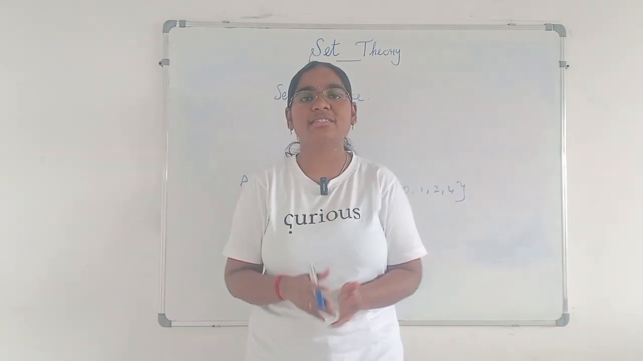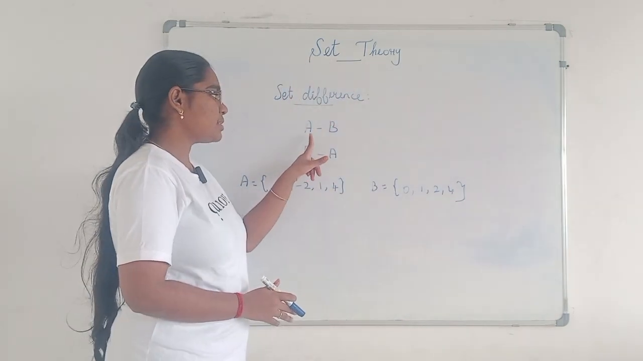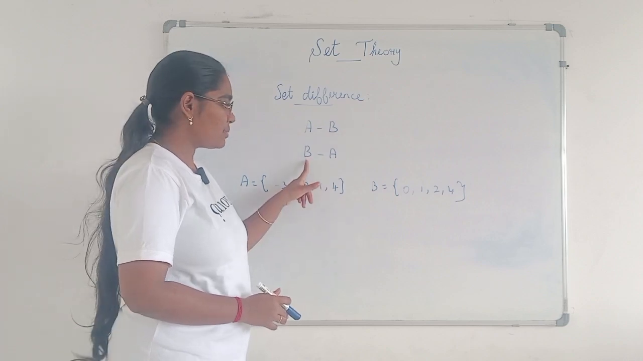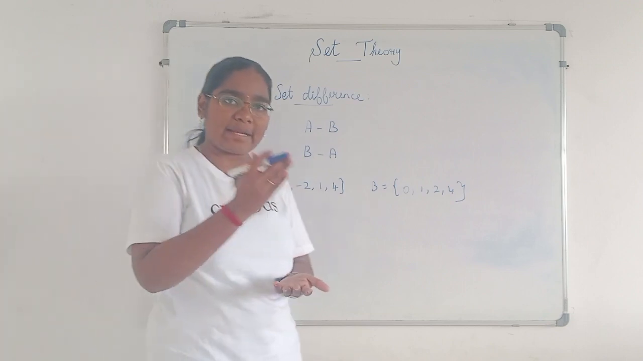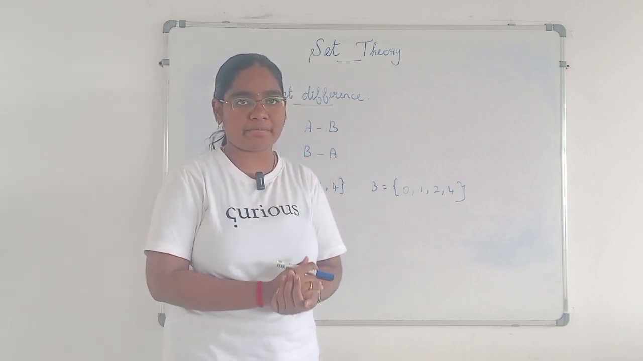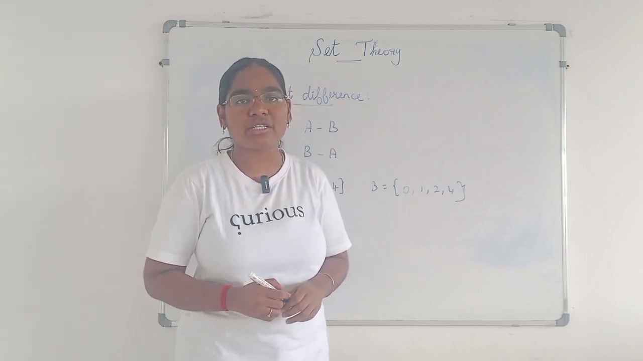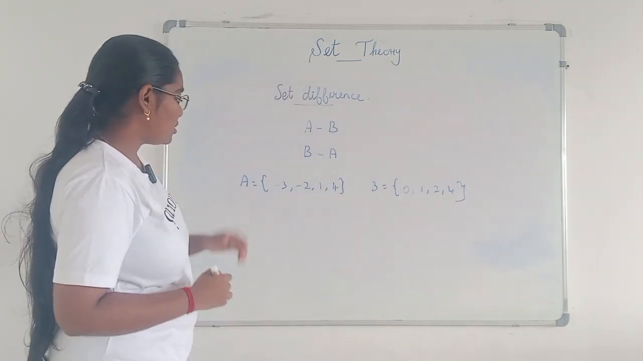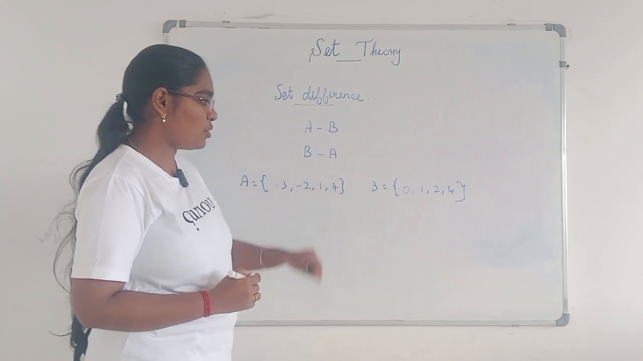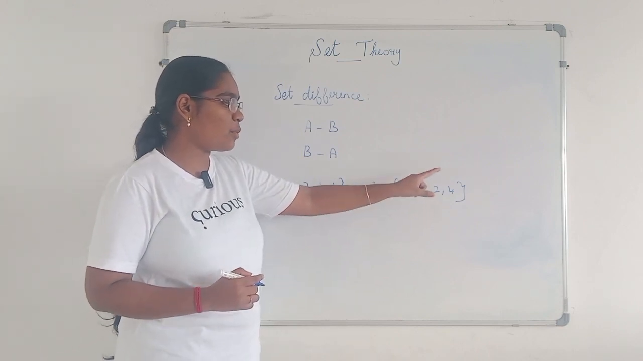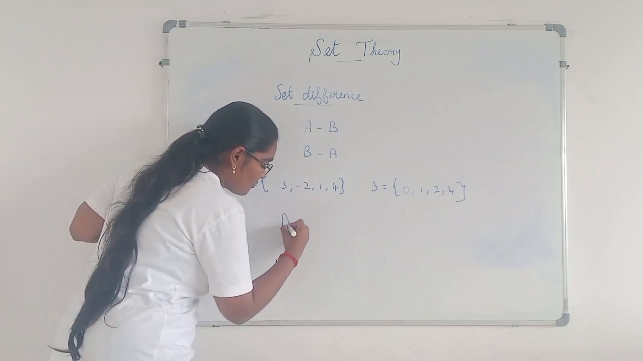Now, set difference or difference of two sets. This is A difference B. This is B difference A. A difference B denotes the elements in A but not in B. B difference A denotes the elements in B but not in A. The given example is A equal to -3, -2, 1, 4 and B equal to 0, 1, 2, 4. First, we have to find A difference B.